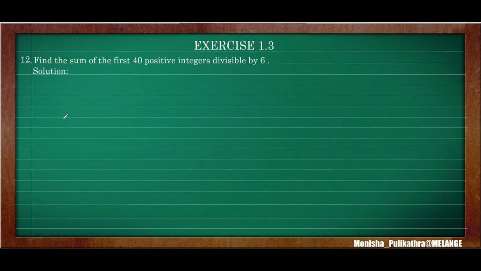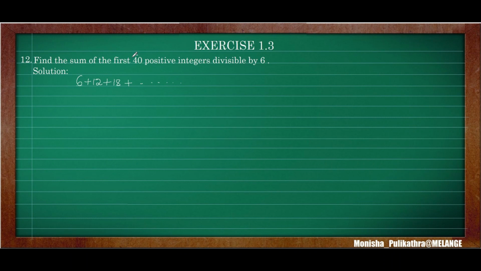Coming to the 12th question of exercise 1.3. Find the sum of first 40 positive integers divisible by 6. We need to find the first 40 positive integers which are divisible by 6. First we need to write a sequence. The sequence will be the multiples of 6, that is 6 ones are tables. So 6 ones are 6, 6 twos are 12, 6 threes are 18. Three numbers are enough.